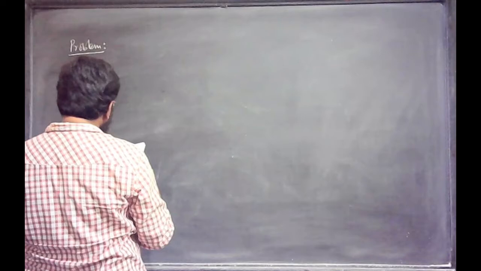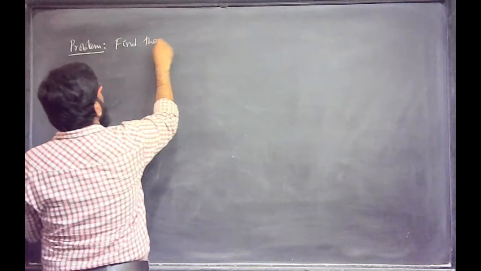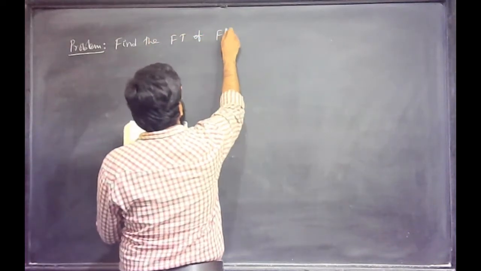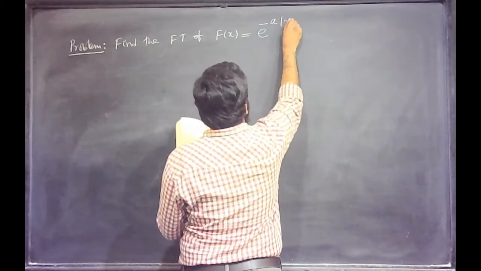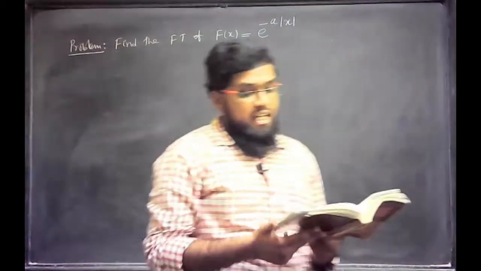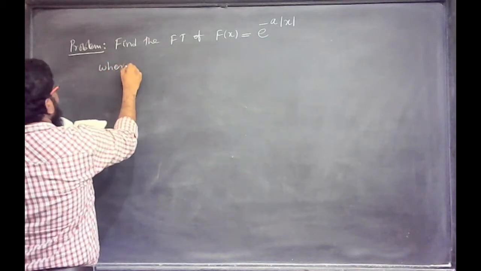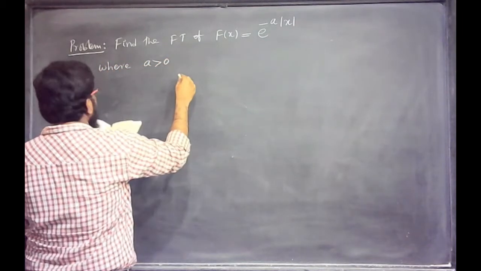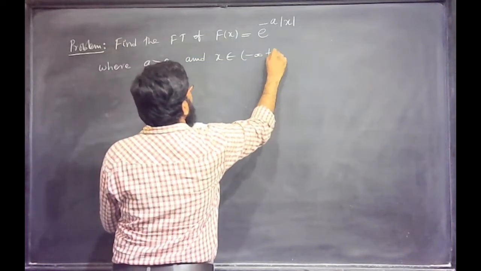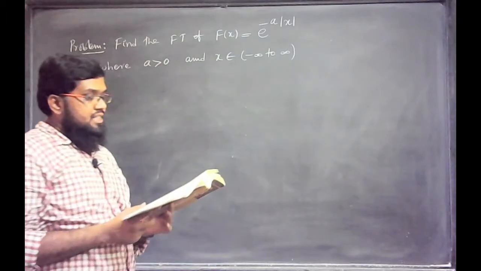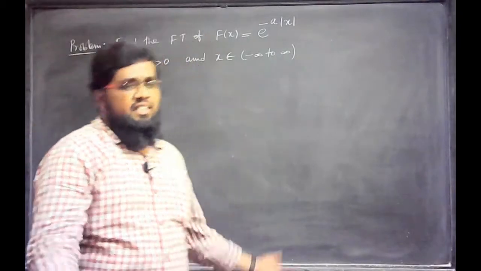Find the Fourier transformation of f(x) is equal to e power minus a modulus of x, where a is a constant, a greater than 0, it is a positive number, and x belongs to -∞ to +∞. Now how do we solve this? Okay, so first, put the definition.